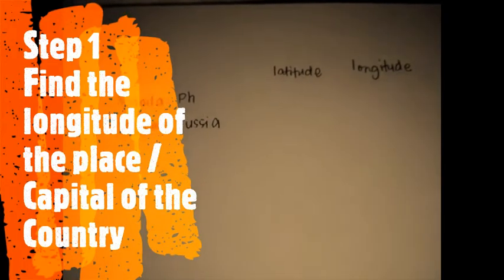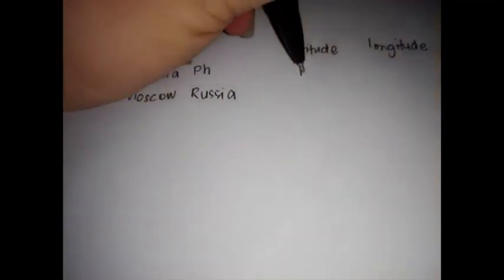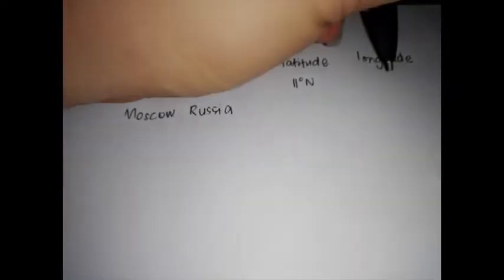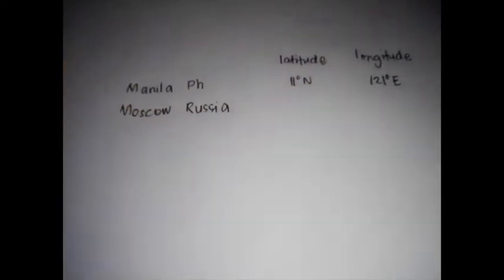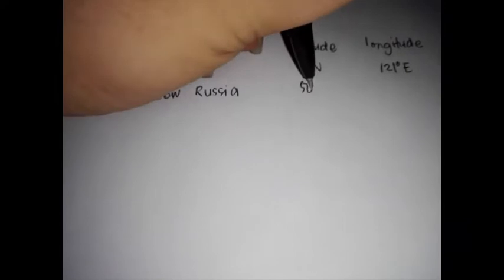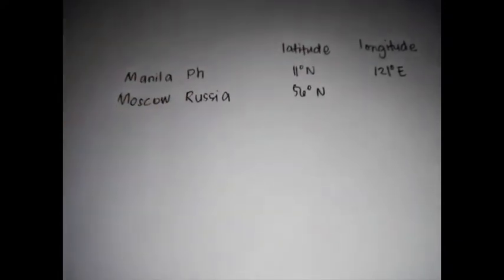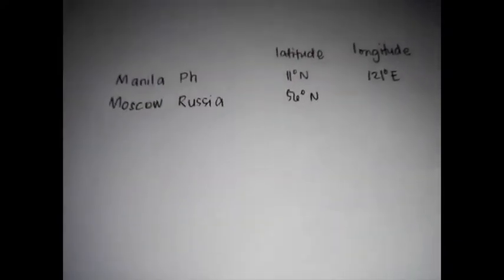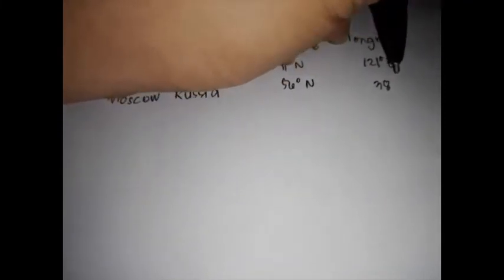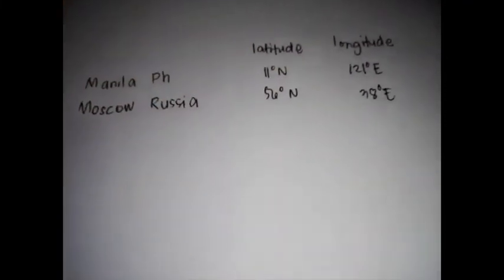So, yung Manila, Philippines is 11 degrees north latitude tsaka 121 degrees east longitude. And Moscow, Russia is 56 degrees north latitude and 38 degrees east longitude.